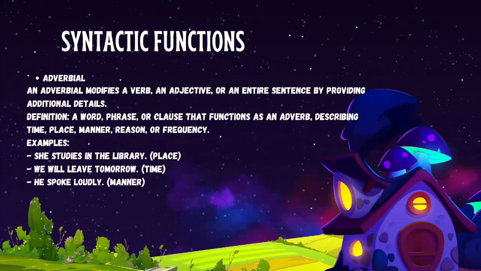Adverbial. An adverbial modifies a verb, an adjective, or an entire sentence by providing additional details. Definition: a word, phrase, or clause that functions as an adverb, describing time, place, manner, reason, or frequency. Examples: She studies in the library. Place. We will leave tomorrow. Time. He spoke loudly. Manner.